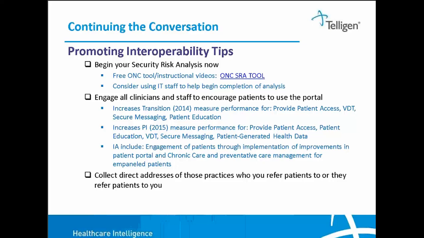Again, try to get the bonus point for using the IA, the improvement activities, certified activities. And then, if you're not already doing this, try to collect all the direct addresses of those practices who you refer patients to, or they refer patients back to you. Then you can get your summary of care measure performance rate up, get additional points, and improve your percentage points for the performance category. So those are just a few tips.